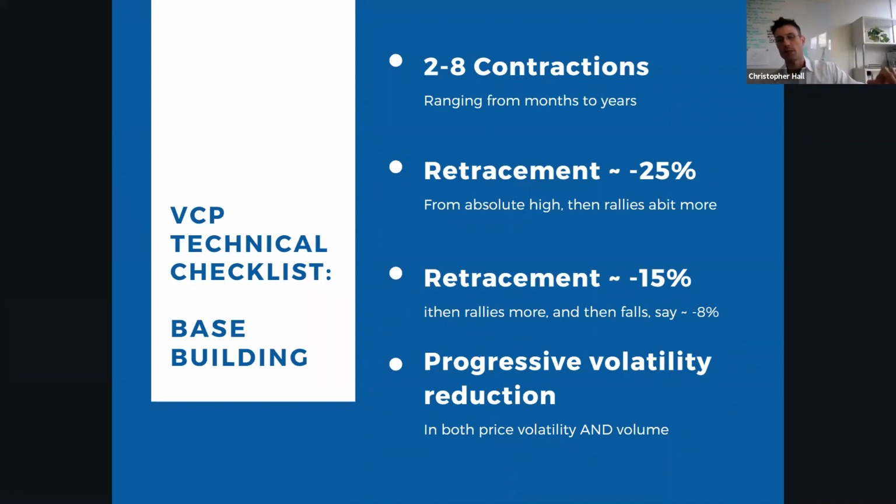Otherwise, the small ones are incremental and can be seen on a daily basis. So say it's a 25% drop from the absolute high. Then you have a rally, a bit more, retracement of about 15%. It's less than the 25% drop. Then it rallies some more. Falls once again, maybe 8%. 25, 15, 18. That's reduction. That's volatility contraction. Now we've got progressive volatility contraction happening on the chart. So the bounce is dropping and getting smaller and smaller and smaller.